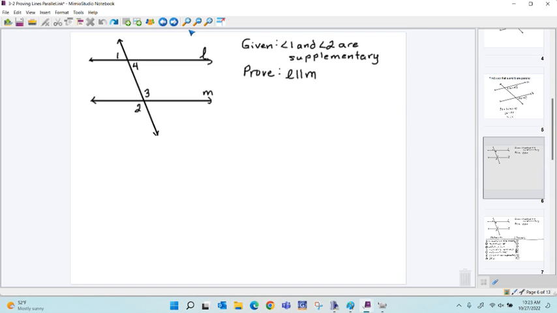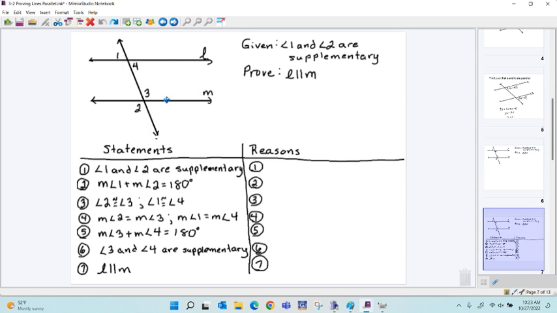All right, so, when we do a proof, in this case, our goal is, if we have angle 1 and angle 2 being supplementary, our goal is to make sure that we're finding out that L is parallel to M. We're going to be using our theorems. I have the whole thing filled out for you, but what I would like to do is take it a piece at a time. So I'm going to cover it up.